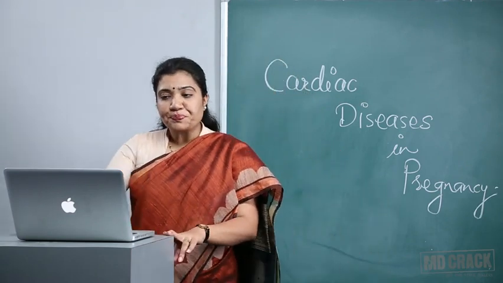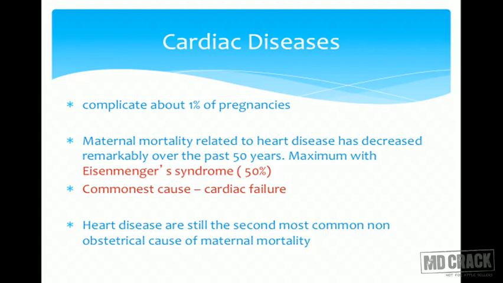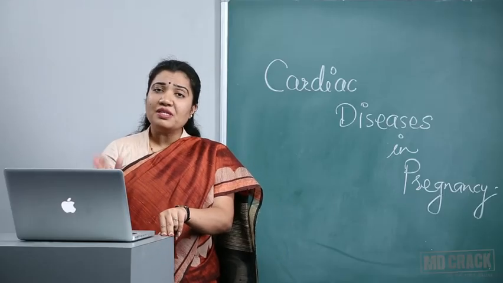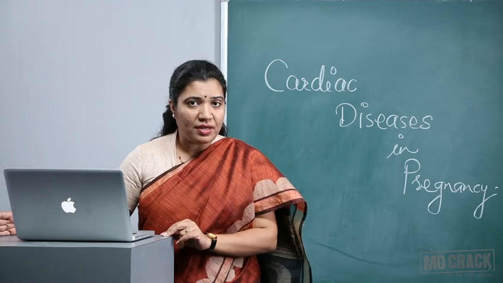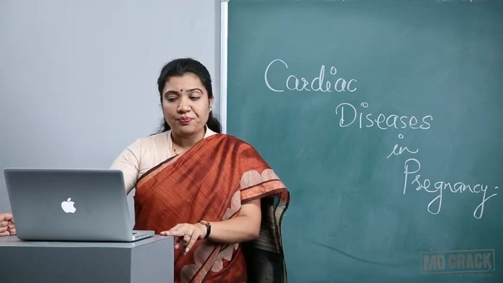So let's see. Cardiac disease complicates almost 1% of all pregnancies. Now the rheumatic heart disease percentage is going down, but still it is there. Maximum mortality is seen in Eisenmenger syndrome. You have to remember this name, you cannot afford to forget. Eisenmenger means there is almost 50% mortality if the patient is pregnant.